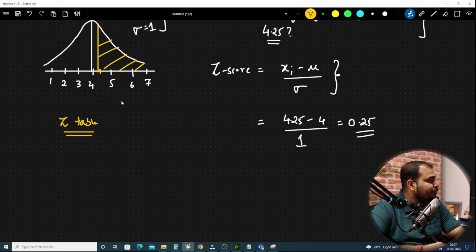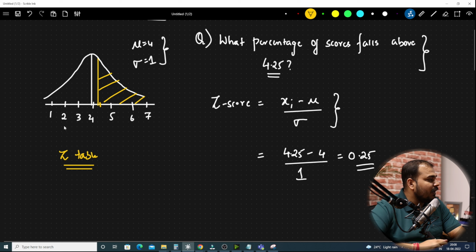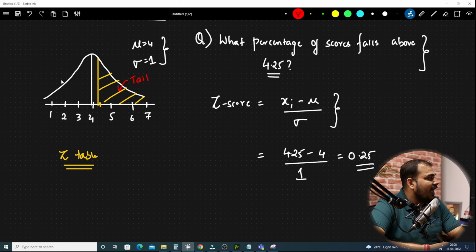The first way: remember, over here you can see the question is what percentage of scores falls above 4.25. This area, we usually say it as the tail. Okay. And this area, we usually say it as the body. Okay. Now there are two different ways to calculate this. The first way is to find out this specific area.